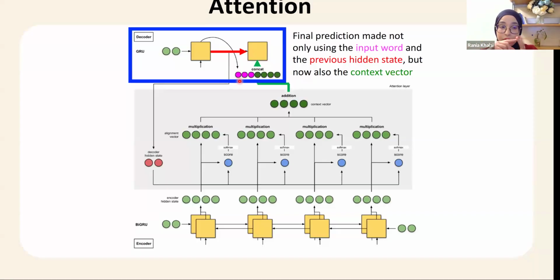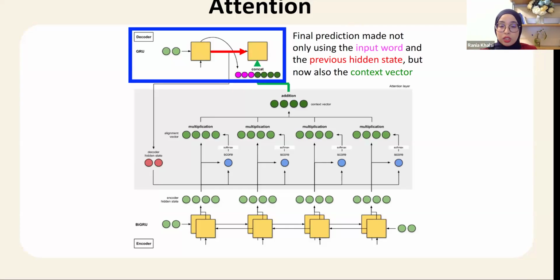And the context vector is the weighted sum produced by the attention mechanism. So these three components together are going to generate the next prediction.